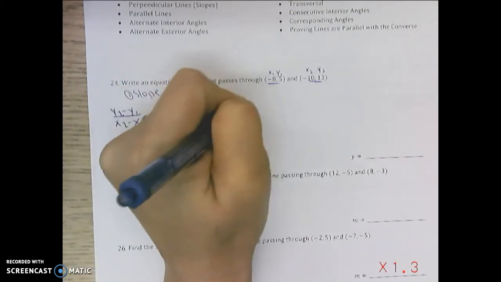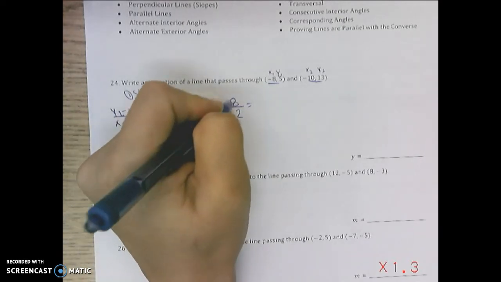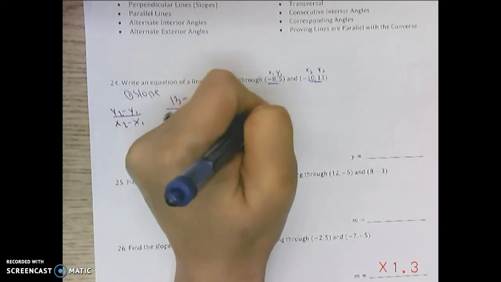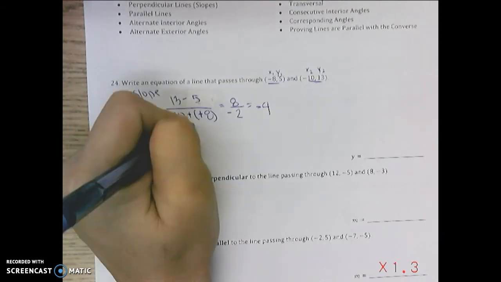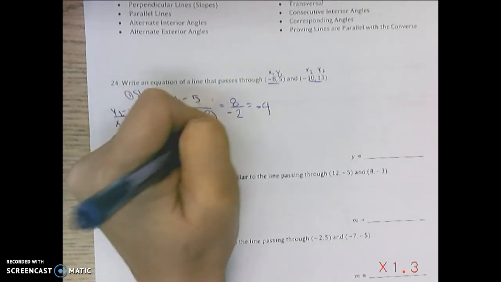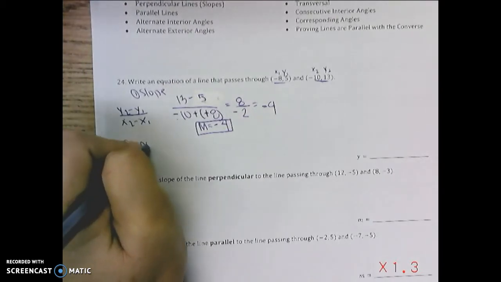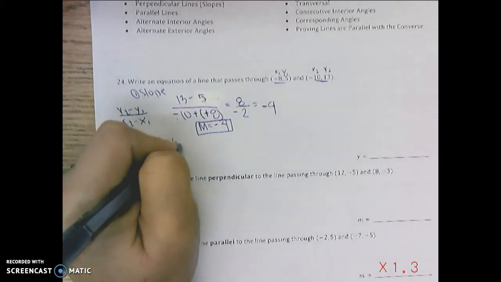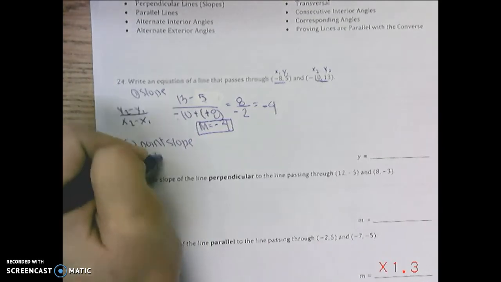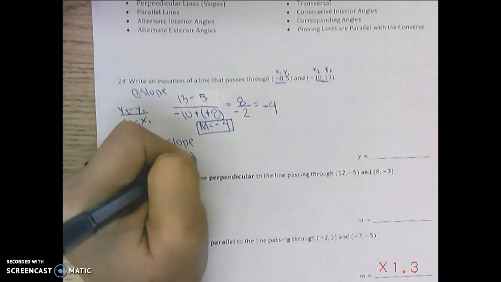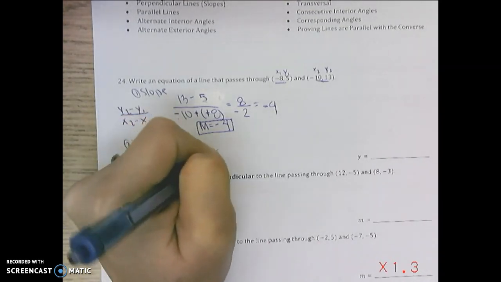Well, that can be simplified. 8 divided by negative 2 is negative 4. So I now know that my slope equals negative 4. The next thing I'm going to do is point slope, which is y minus y1 equals m, my slope, times x minus x1.